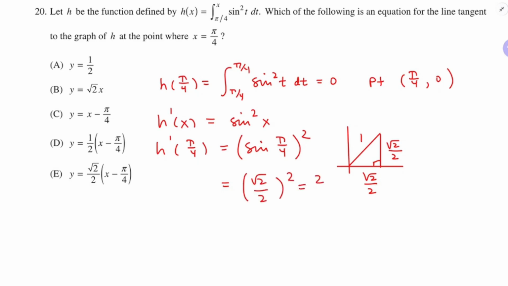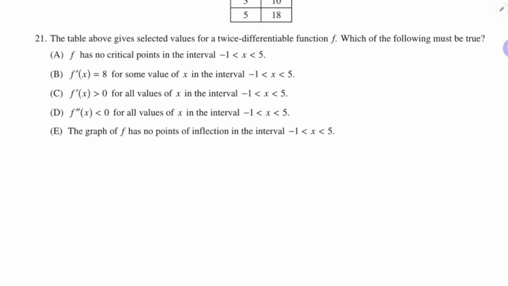And that would be 2/4, so my slope is 1/2. So I'm looking for something with slope 1/2, and that's only going to be answer choice D, and that does make sense with the point slope form. So I'm ready to move on.